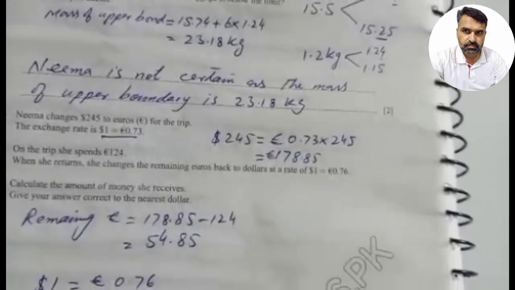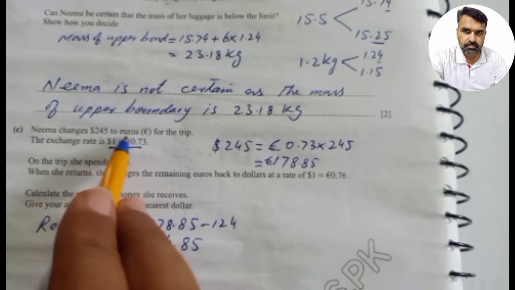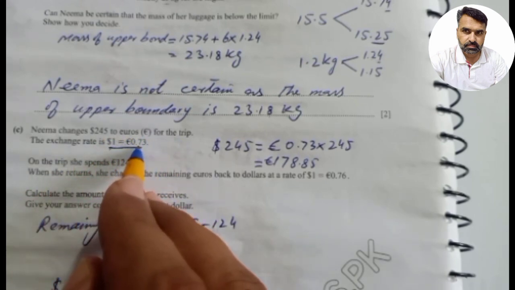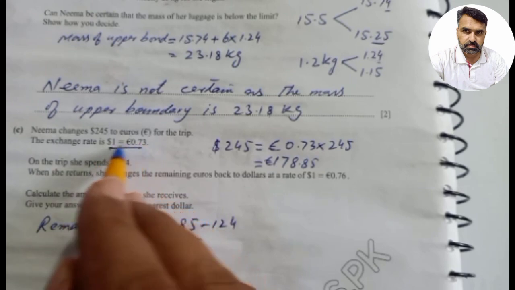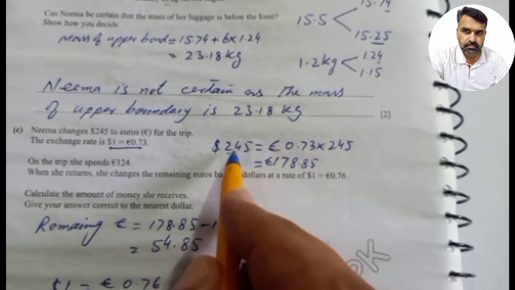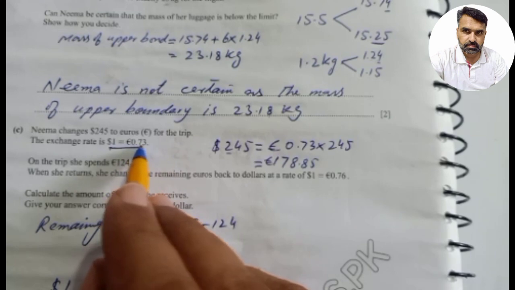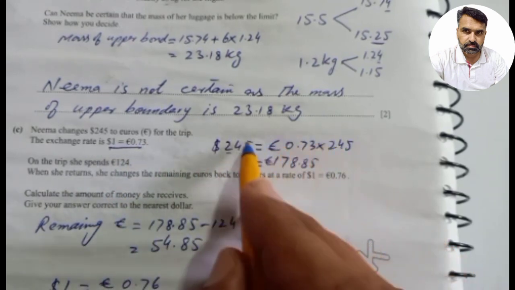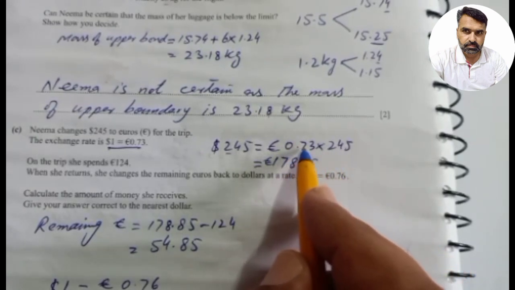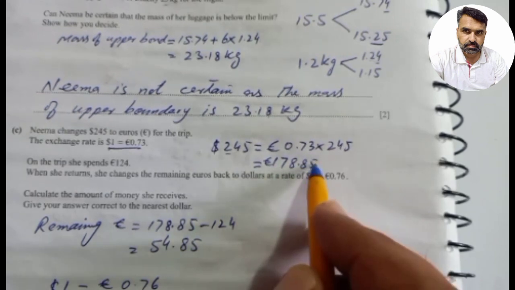The C part of the same question is: Nima changed $245 to euro for a trip, and the exchange rate is $1 equals 0.73 euro. So students, we will multiply both sides by 245 because she has $245. When we multiply 245 by 1, we will get 245, and we have to multiply 0.73 by 245 because we can multiply both sides by the same number, and the euro amount will be 0.73 multiplied by 245, which is 178.85.